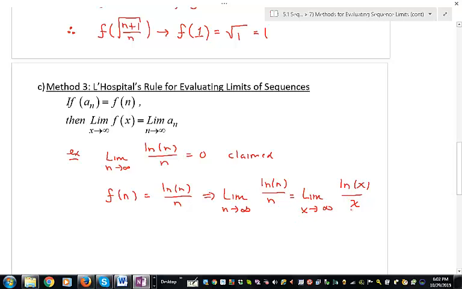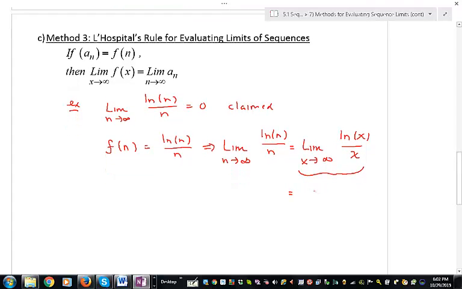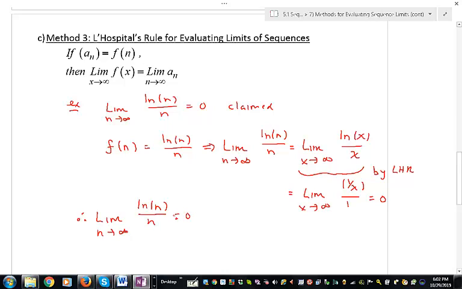And we notice that the form of this limit is an indeterminate form of infinity over infinity, so we can apply L'Hopital's Rule. So this will be equal to the limit as x goes to infinity. The derivative of natural log is 1 over x. The derivative of x is 1, and so we're going to get 0. This is by L'Hopital's Rule. Therefore, it follows that the limit of the sequence is 0, just as we claimed earlier.